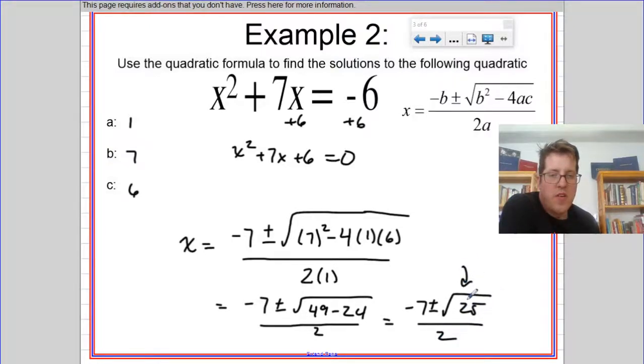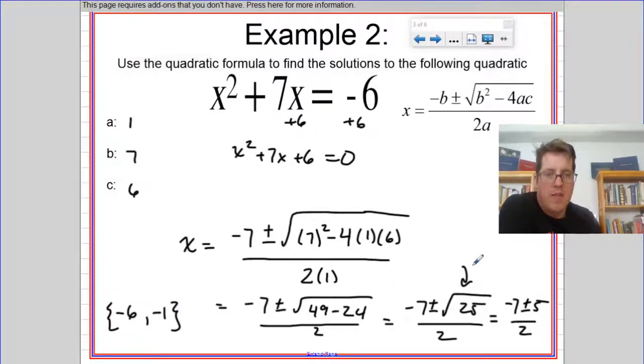Whenever this works out to be a perfect square, it means that you're going to have nice answers. Because think about it, you're going to have negative 7 plus or minus 5 over 2. What's negative 7 minus 5? Negative 12 divided by 2, negative 6. What's negative 7 plus 5? Negative 2 divided by 2, negative 1. So if this works out to be a perfect square, you get nice answers.